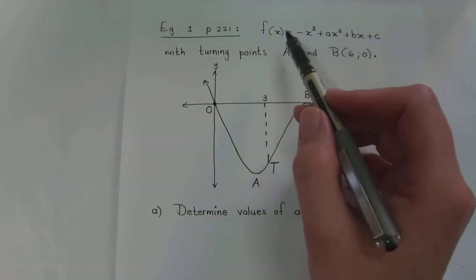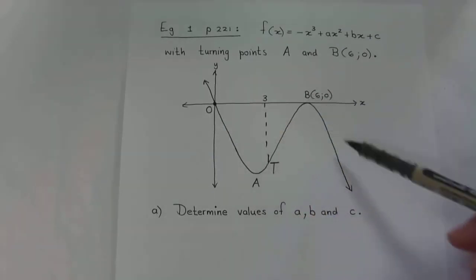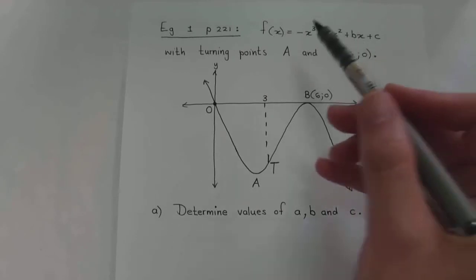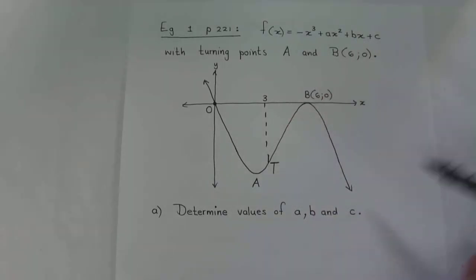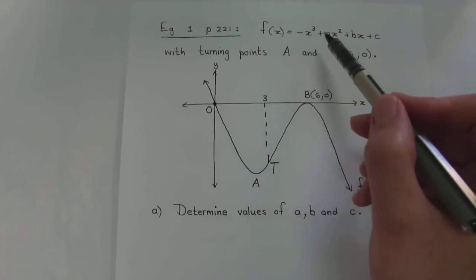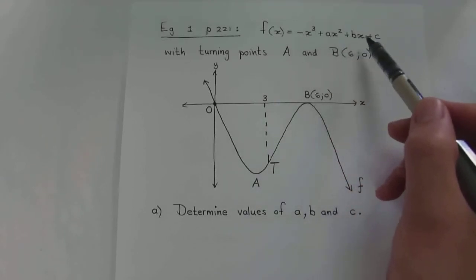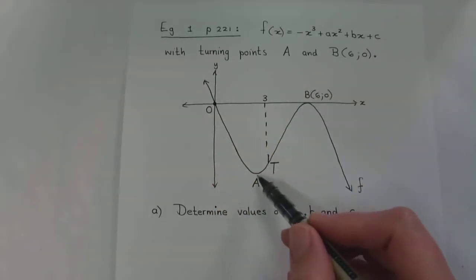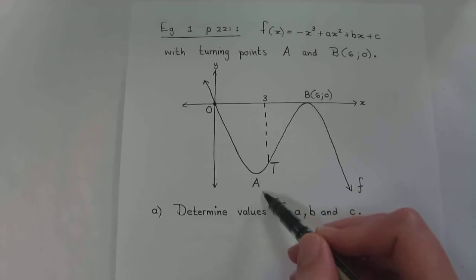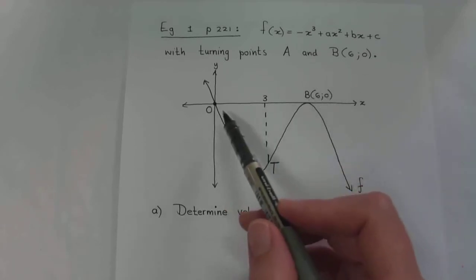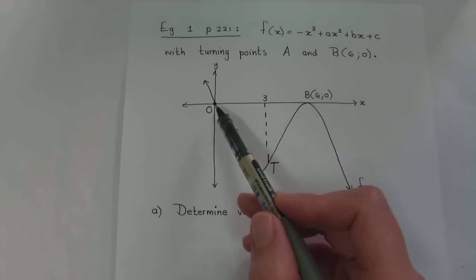Now, they gave you the equation of this particular cubic function, and you'll recognize it as a cubic function because it's got those two turning points. They've said f(x), and this is the graph of f, is given as minus x cubed plus ax squared plus bx plus c, with turning points A, which is over here, they haven't given you the coordinates of point A, so no coordinates given, and B being the point up here, B being the point (6, 0). They also tell you in the information that the graph goes through the origin.